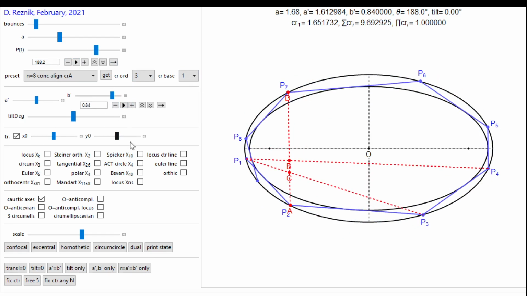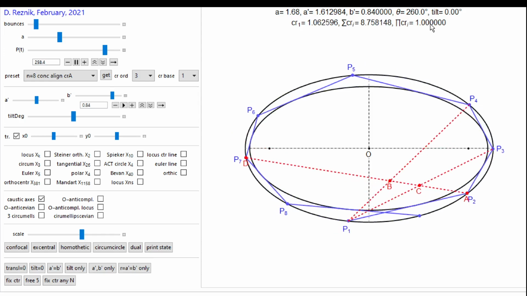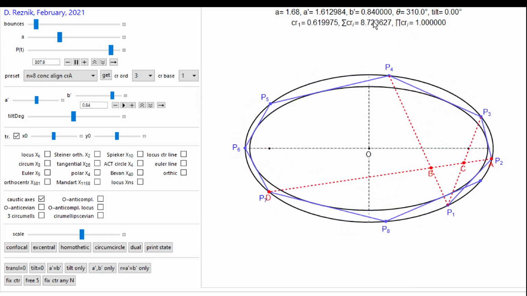I'm going to tweak the caustic. You can see here that the trajectory has opened up. And look at what happened. The product, even though this has been tweaked, remains equal to 1. But I've lost the constancy of my sum.